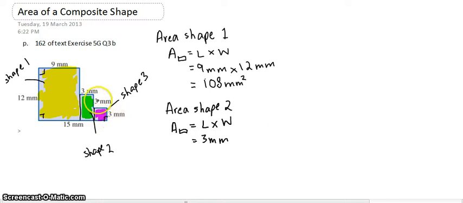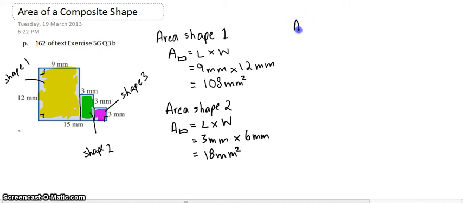Now I need to be able to see that it's not 3 millimeters, it's that whole width, it's 6, those two together. So it's 3 millimeters times 6 millimeters. And 3 sixes are 18, so that area is 18 millimeters squared.